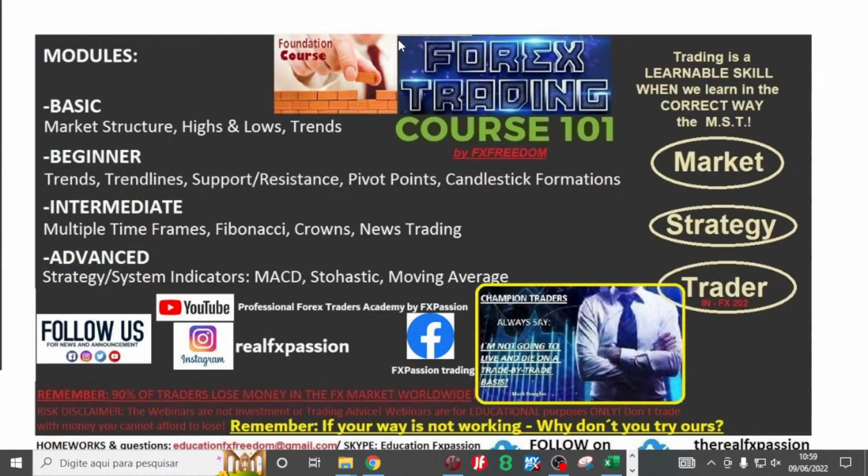Welcome to the Forex Trading Course 101. Remember, this is the foundation course, everybody. And as always, never forget, trading is a learnable skill when we learn the correct way, the three pillars. Pillar number one is the market, pillar number two is the strategy, and the big one, pillar number three, is the trader.